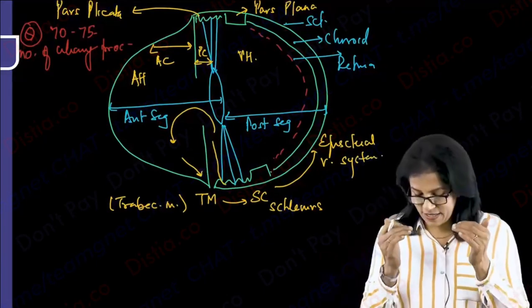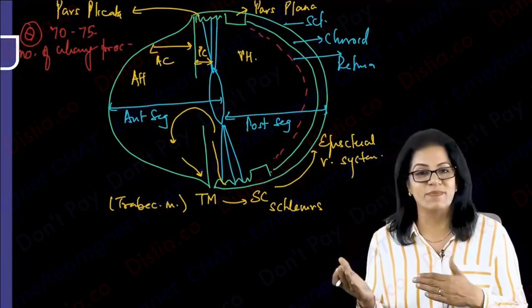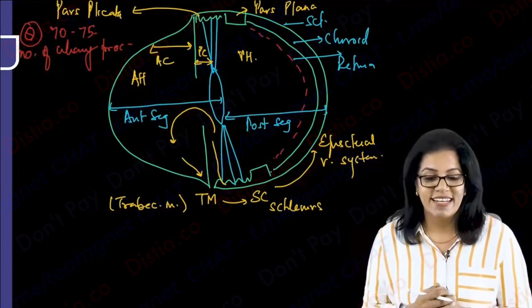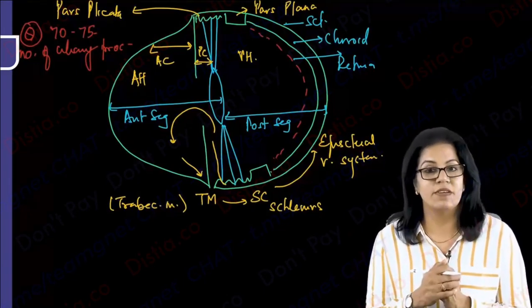How the aqueous from the trabecular meshwork goes to Schlemm's canal, and it goes into the episcleral venous system. Done? So this is how the aqueous is formed and drained. Okay? Done? Now we talk about another interesting thing.